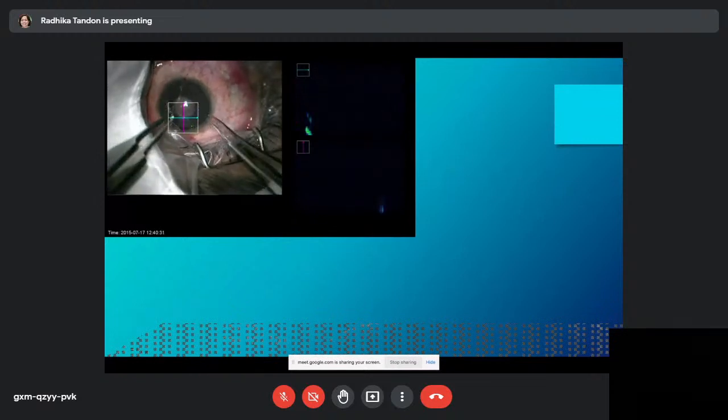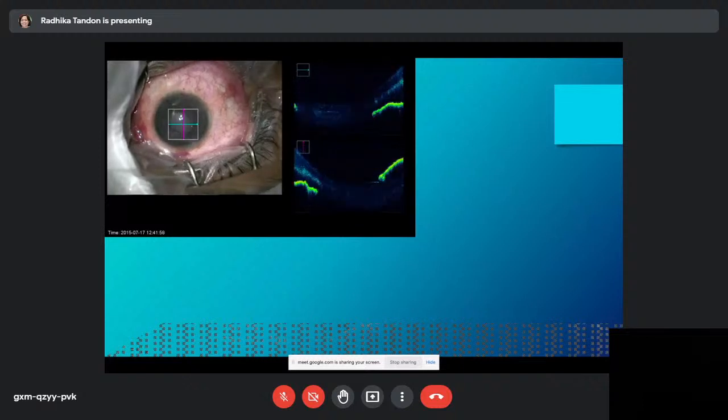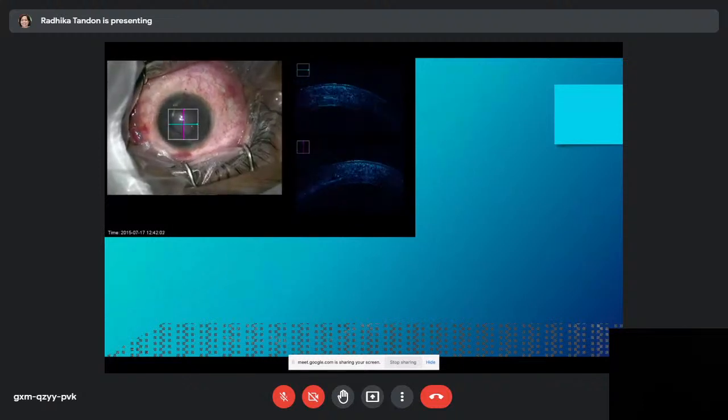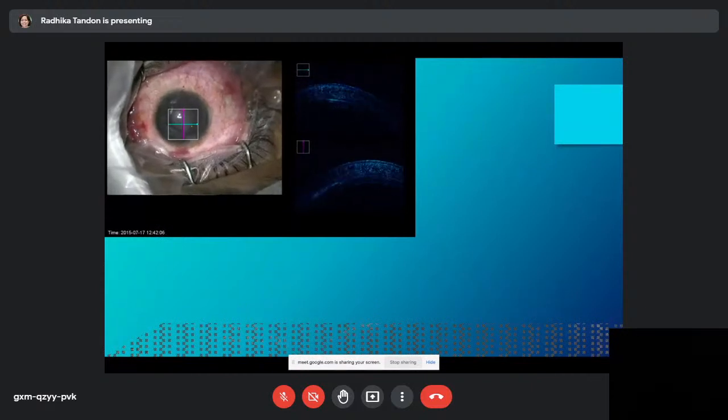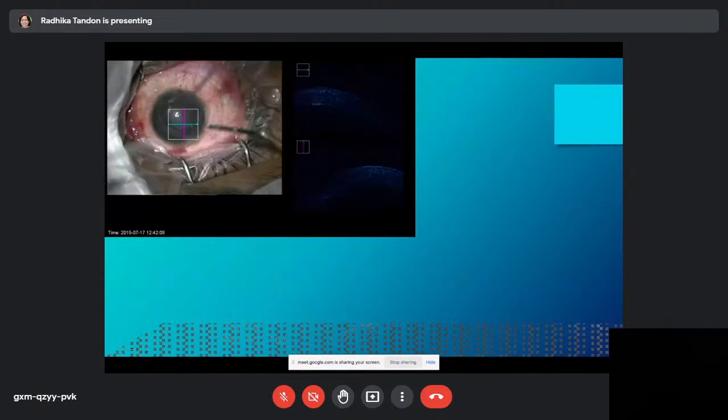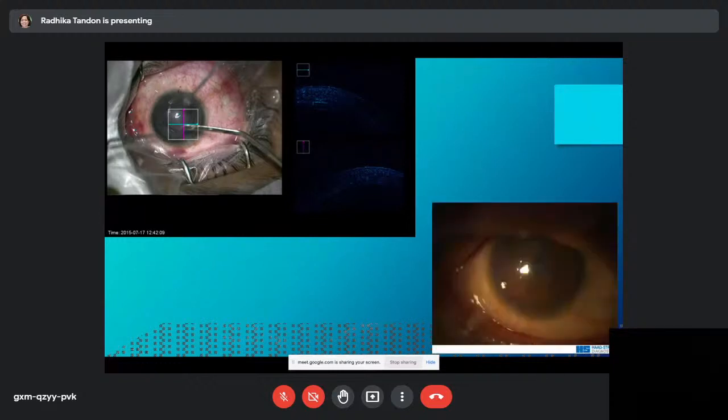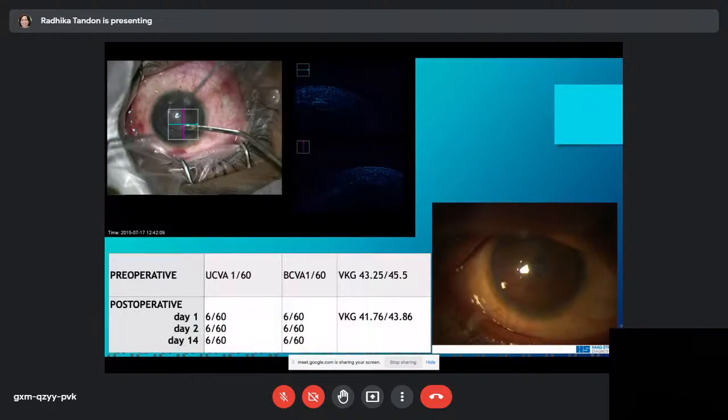Here, the glue has been applied on the entire bed. However, recently it is being recommended that one does not apply it on the entire bed. One can just apply it at the edge, because basically the flap is about 180 to 200 microns, a little thicker than the LASIK flap, and it is able to hold that very comfortably. And then you have the bandage contact lens applied, and this is the result post-operatively.